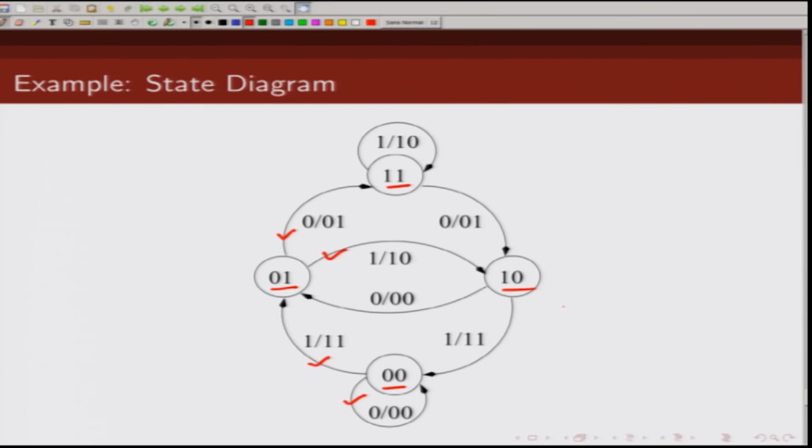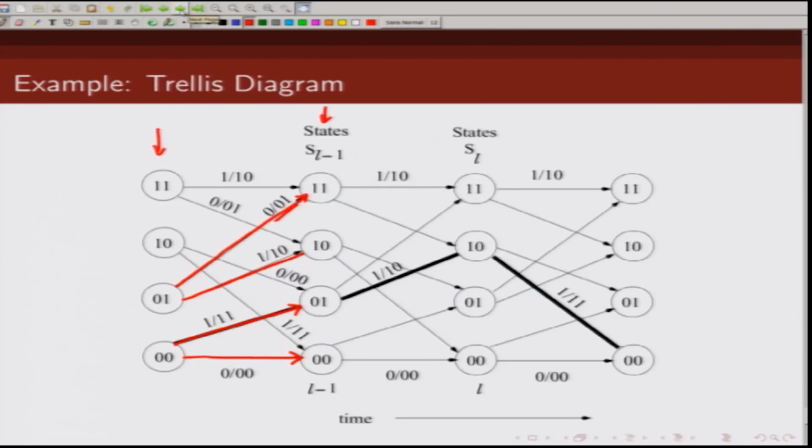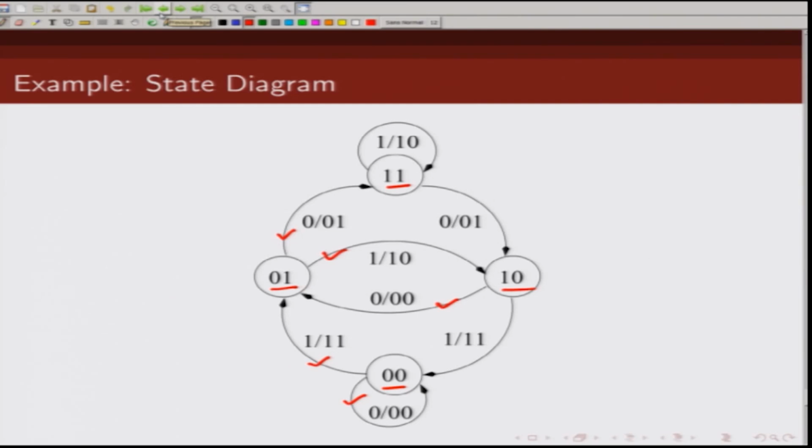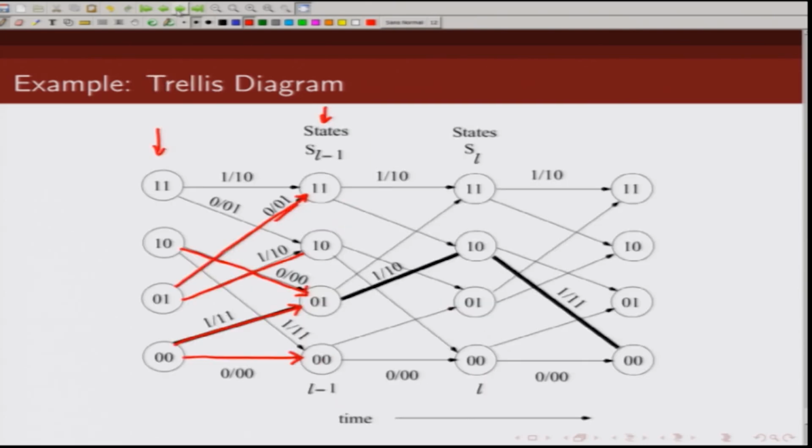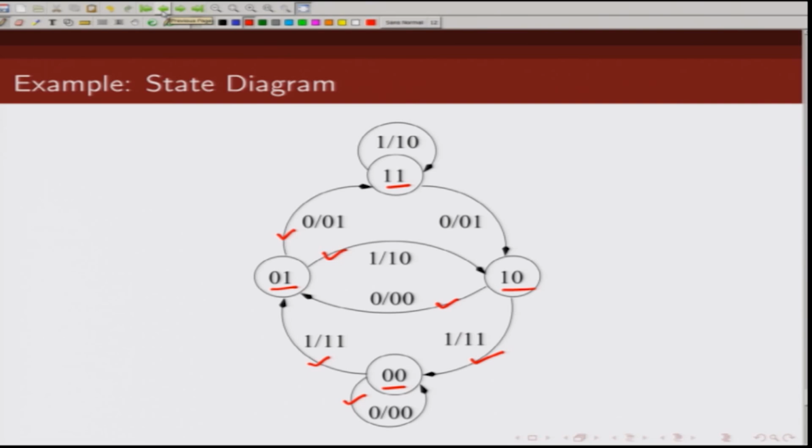We repeat the same for other states. Let us say you are in state 1 0. When you get a 0, the output is 0 0 and you move to state 0 1. When you are at 1 0, you get a 0, you move to state 0 1, that is this transition, and the output is 0 0. And when you get a 1, the next state is 0 0 and the output is 1 0. So this we have all enumerated.